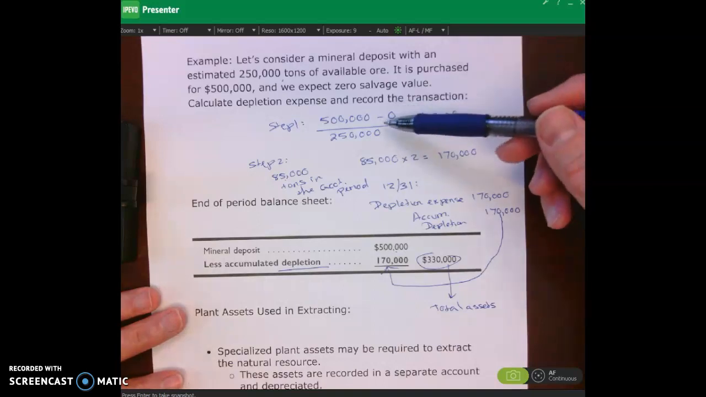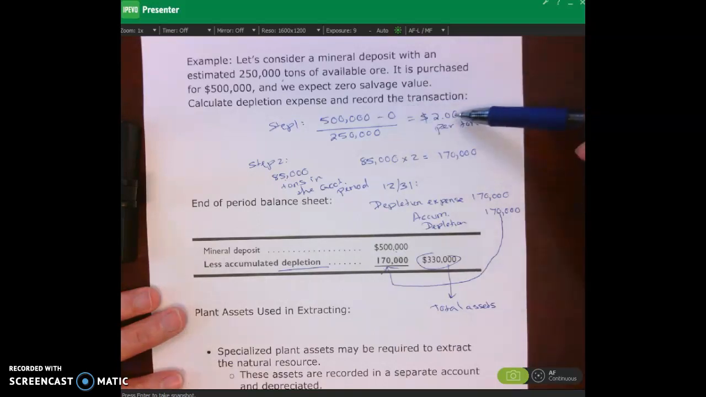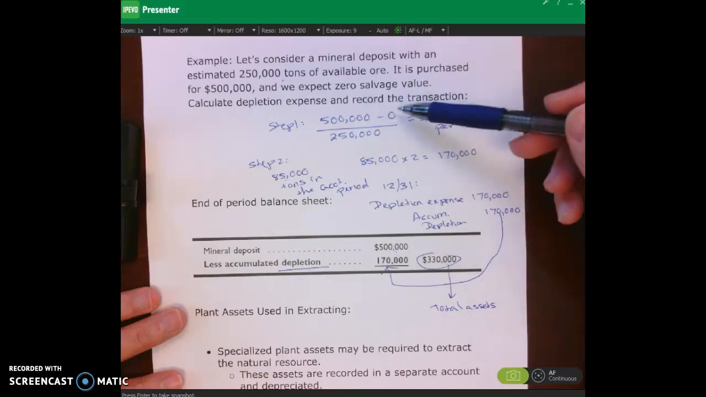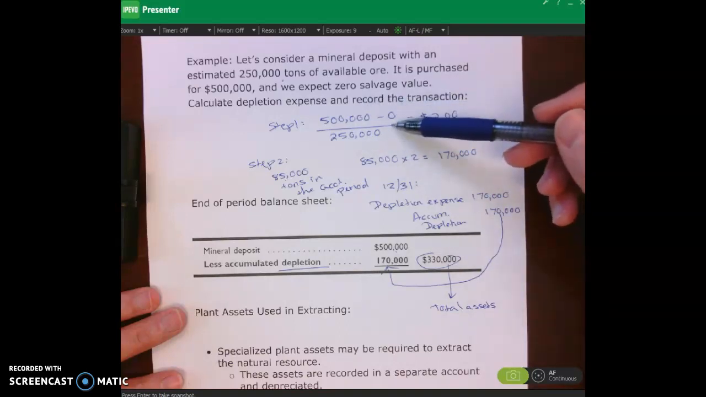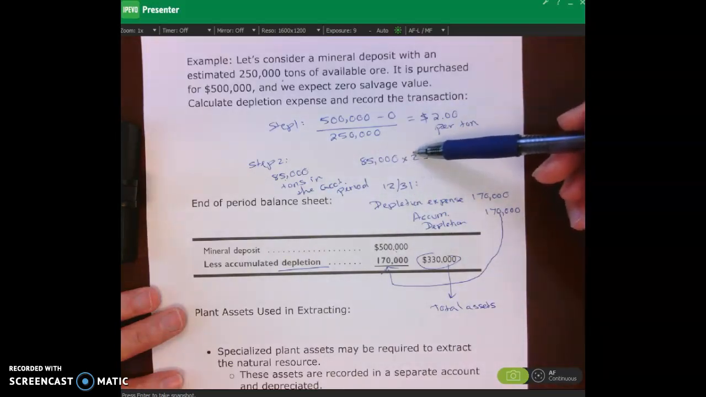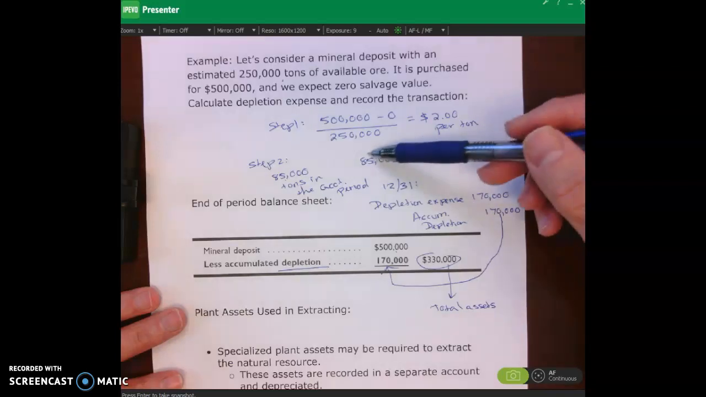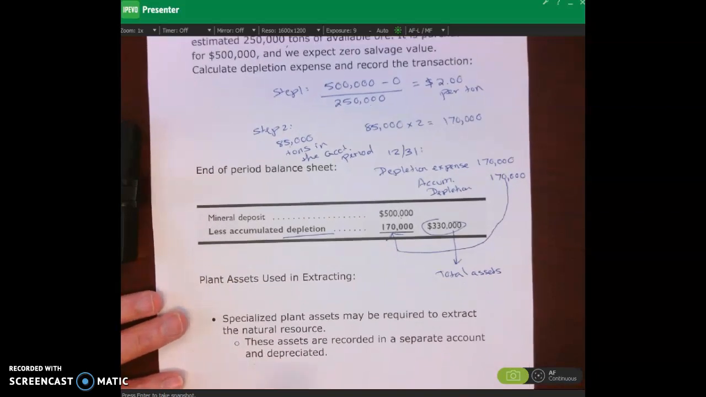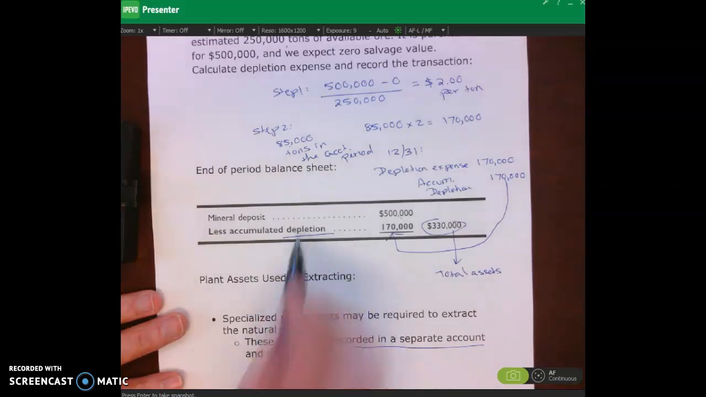And the units of production method has the first step where you calculate the depletion expense per unit by taking the asset cost minus the salvage value divided by the total number of units. And then step 2, multiply your depletion expense per unit times the number of units, 170,000 right there. Okay. Now, if we have any plant assets that are used in extracting our natural resources, those would be recorded in a separate account, and those would be depreciated, not depleted.